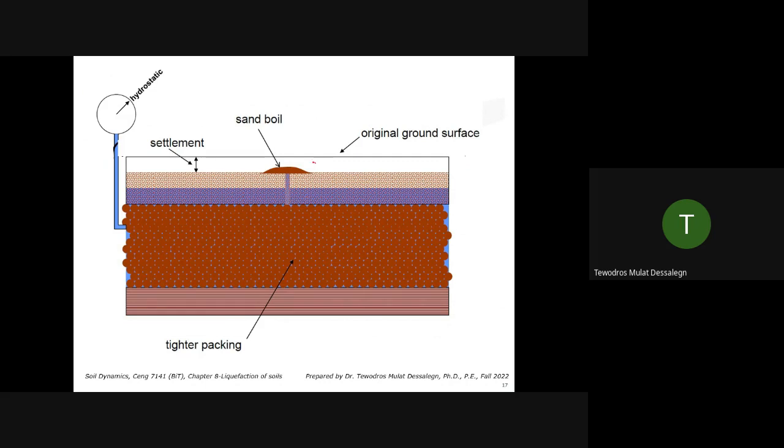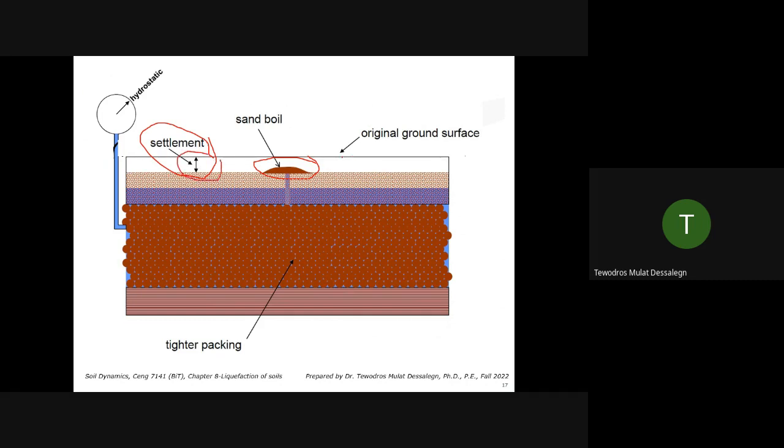So we call this sand, which comes out with the water, sand boil. The sand is somehow boiling and coming out. It's actually taken out by the water, right? And there is a resulting settlement. Settlement can be irregular. You may not have uniform settlement depending on the ground. It can be sloped or anything, but you will have some settlement.